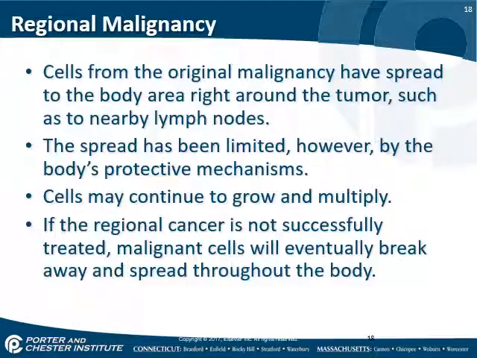And then we talk about regional malignancy. And this is cells from the original malignancy have spread from the body area right around the tumor to the nearby lymph nodes. The spread has been limited by the body's protective mechanisms, but cells continue to grow and multiply. If a regional cancer is not successfully treated, malignant cells will eventually break away from the region and spread throughout the body.